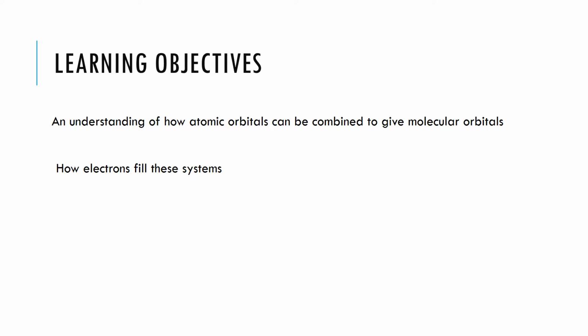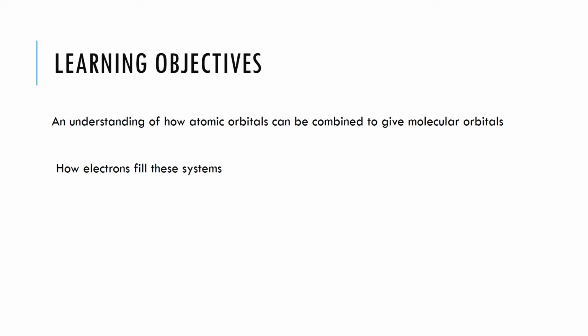What I would like to speak about today is a topic that will increase the scale of complexity about how we look at the sharing of electrons between atoms in molecules and ions. So I hope that by the end of this session you will have an understanding of how atomic orbitals can be combined to give molecular orbitals, and an understanding of how electrons fill these systems.